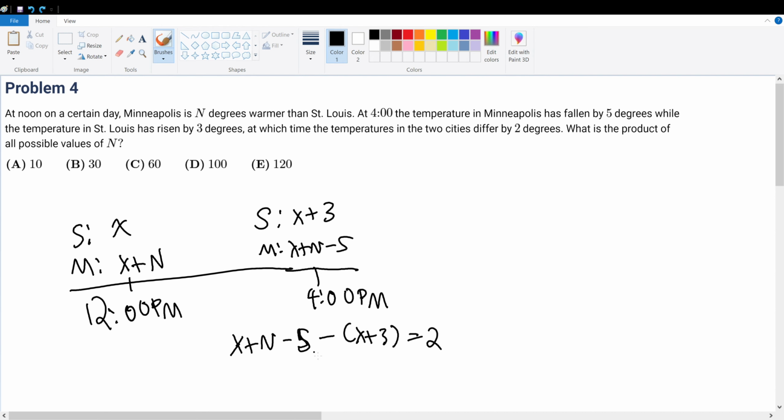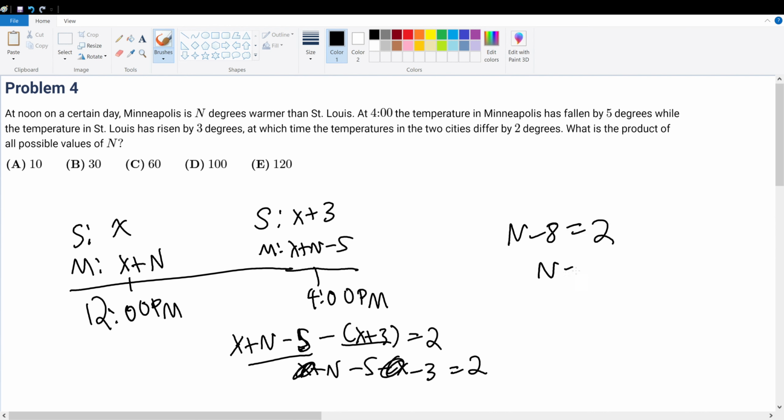Now, what is the product of all possible values of n? So obviously, this and this must differ by 2. So let's first expand it. If we expand this, x plus n minus 5 minus x minus 3 gives 2. x and x cancel, and negative 5 minus negative 3 is negative 8, so n minus 8 is equal to 2, and n is equal to 10.